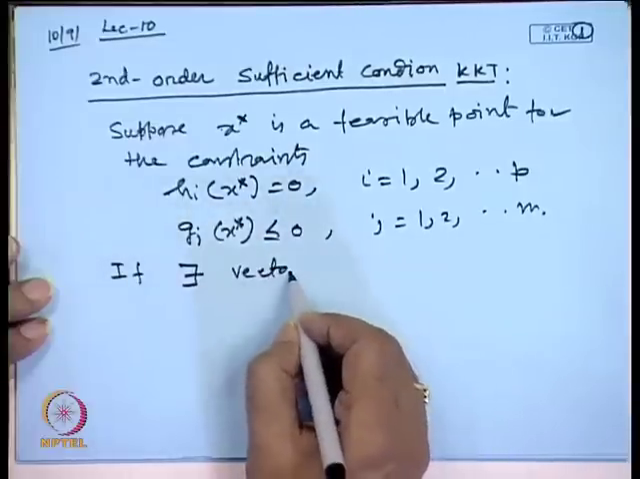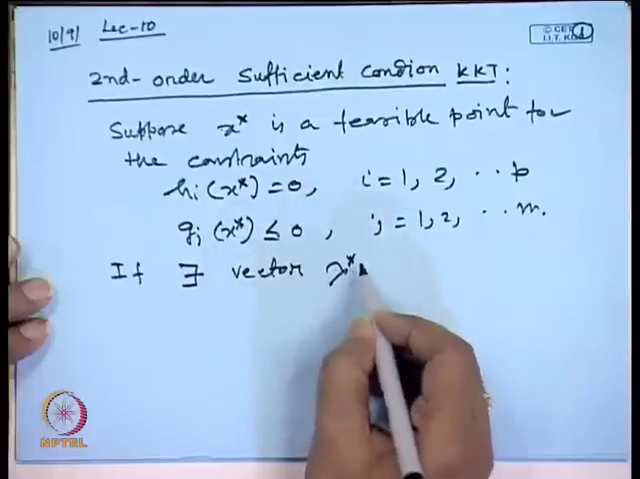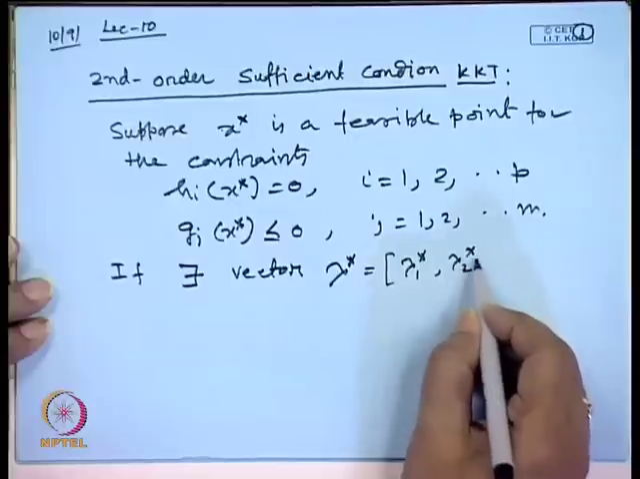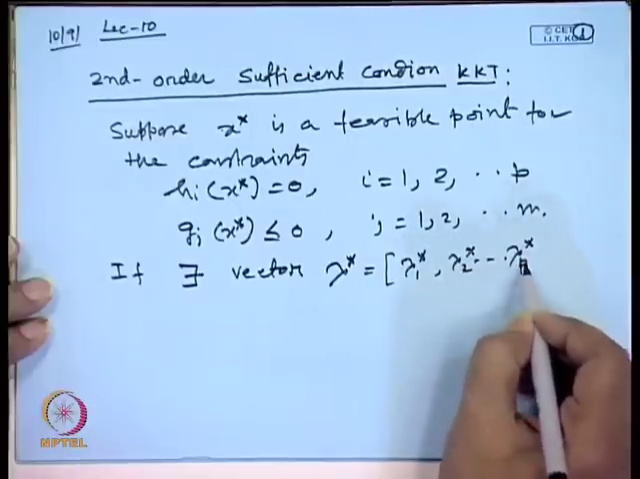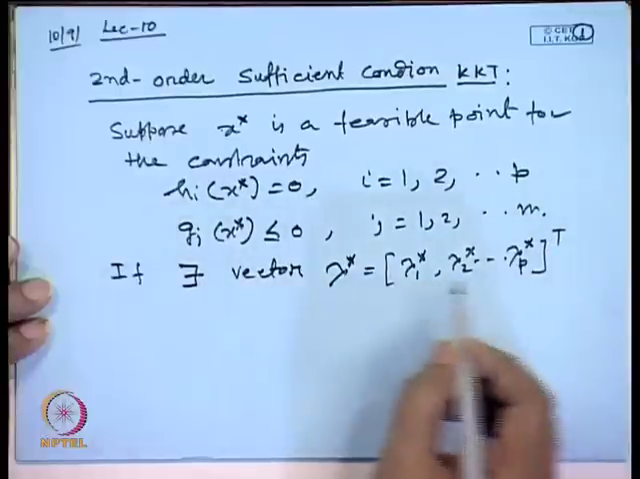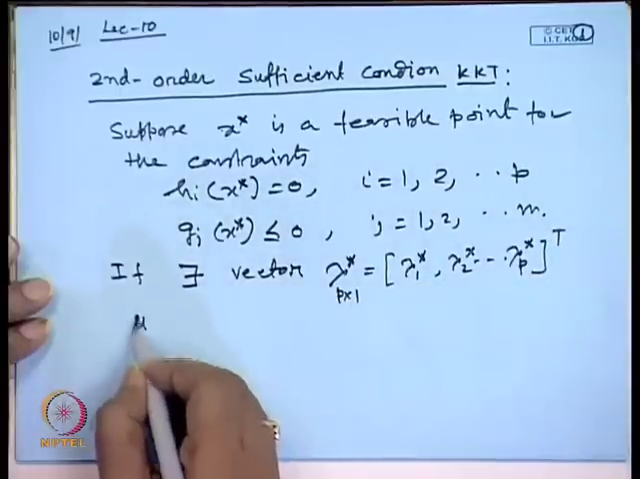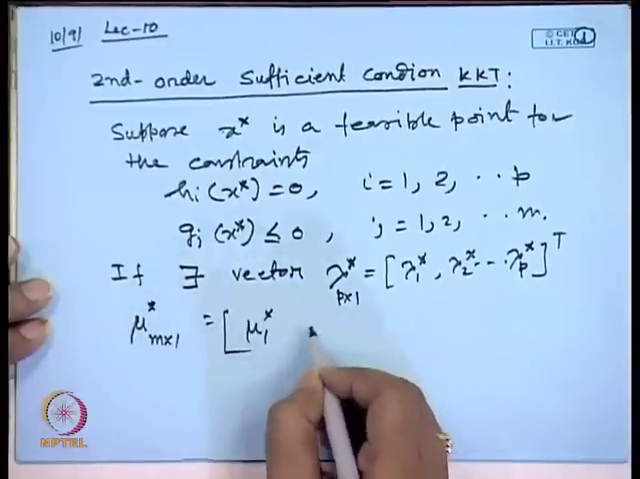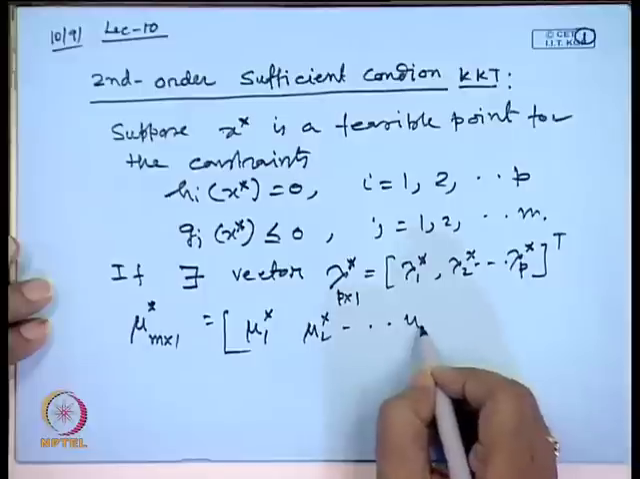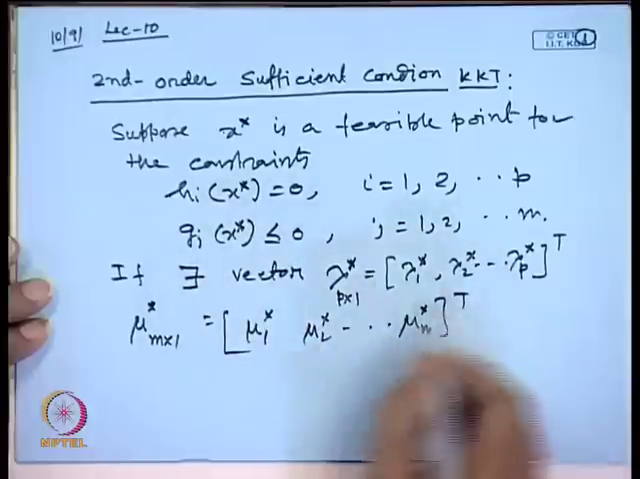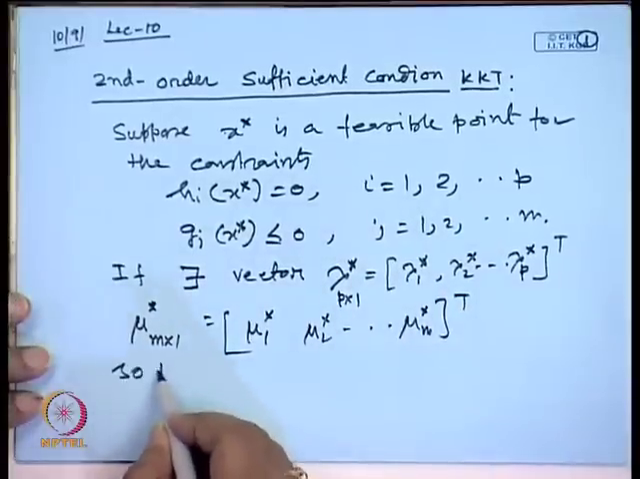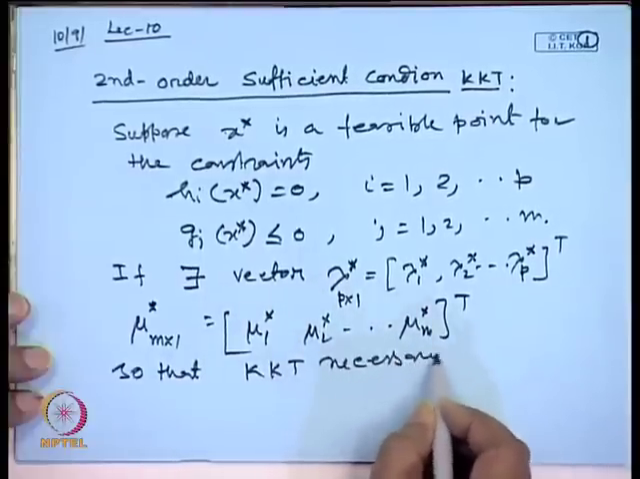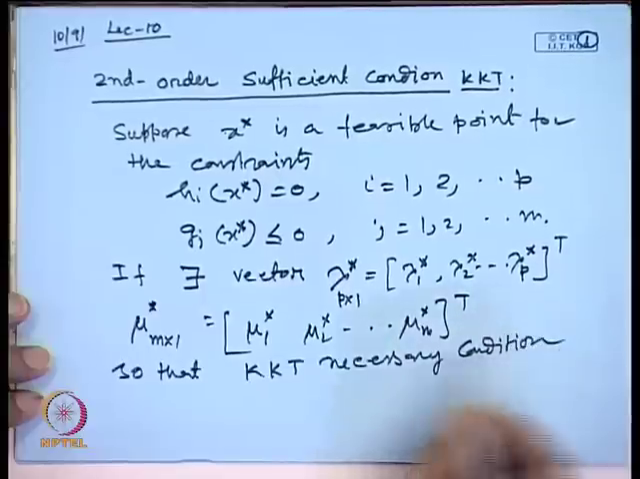Now the question is, if there exists a vector lambda star, the Lagrange multiplier, lambda 1 star, lambda 2 star, up to lambda p star, because there are p equality constraints, whose dimension is p cross 1, and mu, whose dimension is m cross 1, equal to mu 1 star, mu 2 star, up to mu m star, such that the KKT necessary conditions are satisfied.